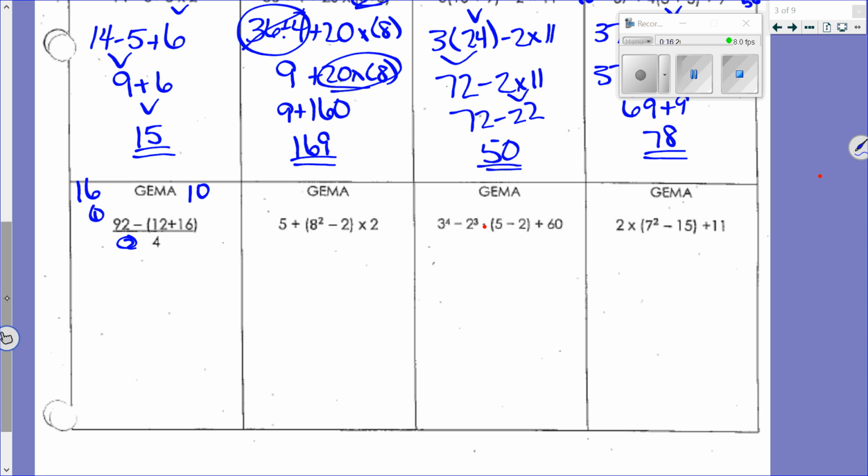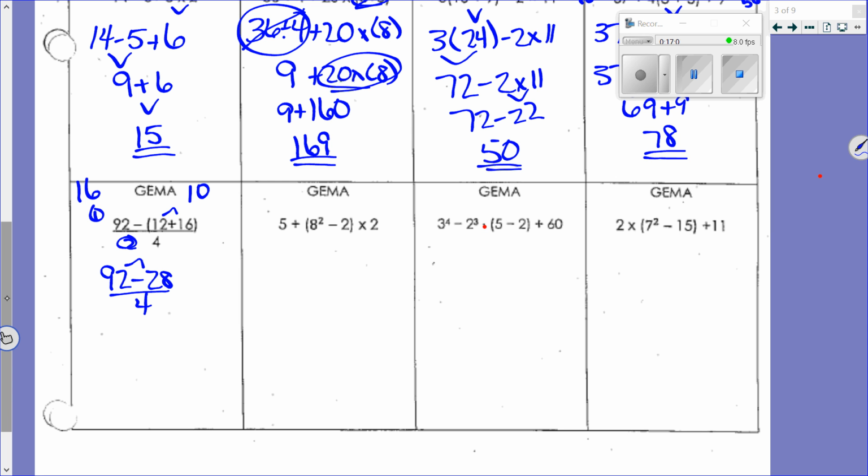Now within a grouping symbol, remember, I follow GEMMA again. So within that grouping symbol, I'm still going to do groupings first. Meaning the first thing I have to do is the 12 plus 16. Everything else gets rewritten. 92, 12 plus 16 is 28 over 4. Do I have any additional grouping symbols? No. Exponents? No. Multiplication or division? Not in this. This is why we're in the grouping. On top, do I have multiplication or division? No. Addition, subtraction? Yes. So that's why I do this part before I divide.